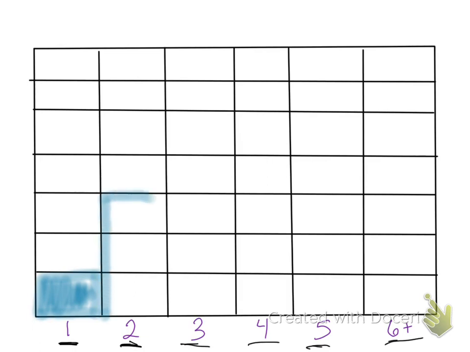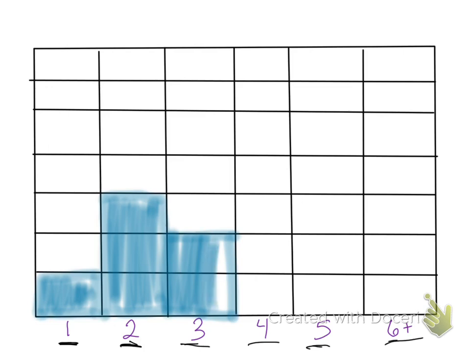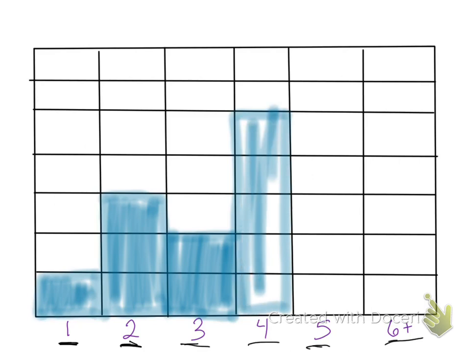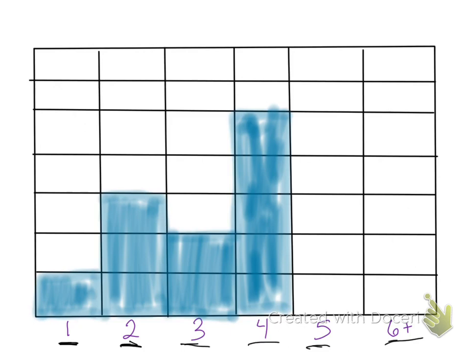And we have 3 people that have 2 children in the family, so I fill in 3 bars. We have 2 people that have 3 children in the family, so I'd fill in 2 bars. Let's say that there's 5 that have 4 children. We'll say no one has 5 children. And we'll say just 1 person has more than 6 children in their family. Okay, so this would be our bar graph.